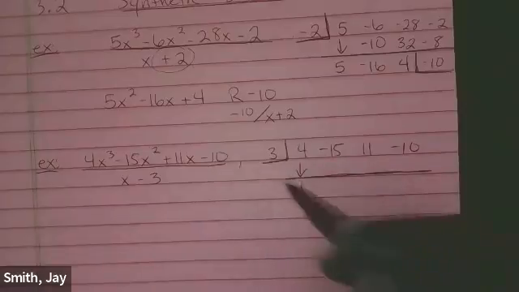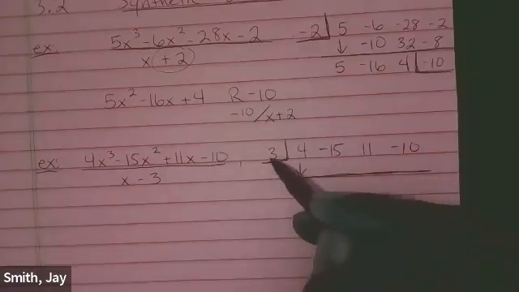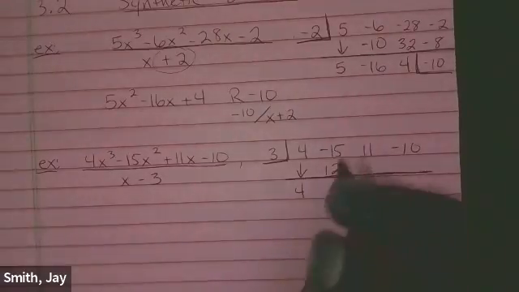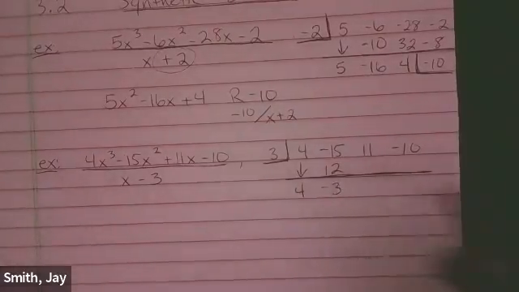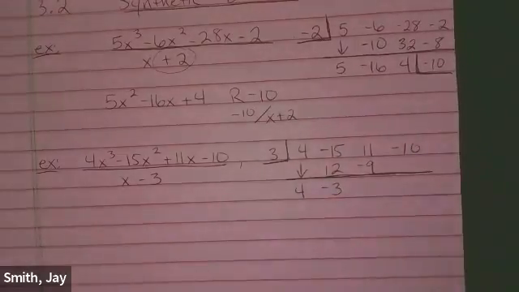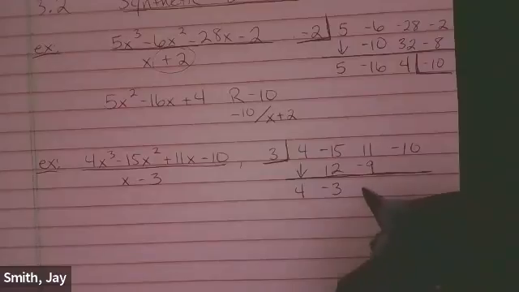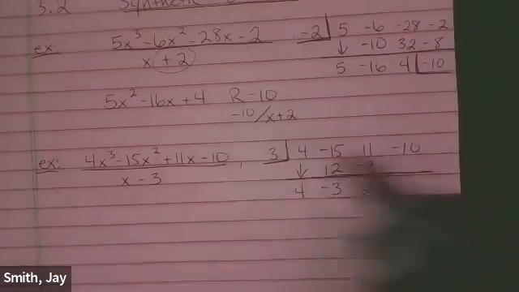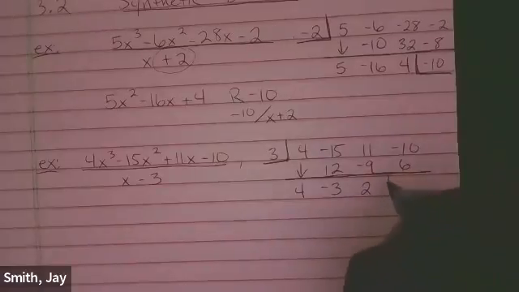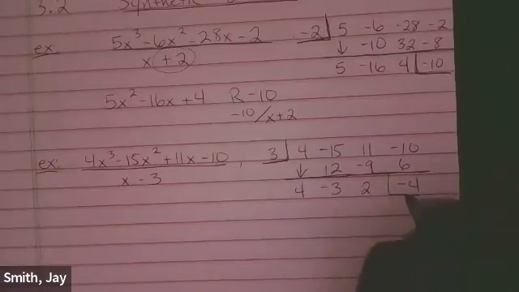Adding vertically, multiply diagonally. 4 plus 0, 4. 4 times 3 gives me a positive 12. -15 plus 12 gives me a -3. -3 times positive 3 gives me a -9. Positive 11 plus a -9 gives me a positive 2. 2 times 3 gives me 6. -10 plus 6 gives me a remainder of -4.